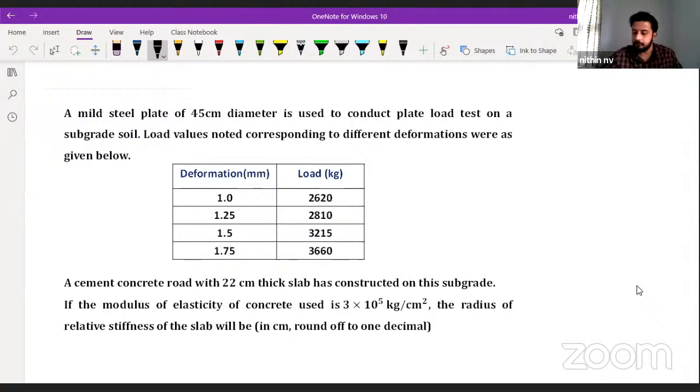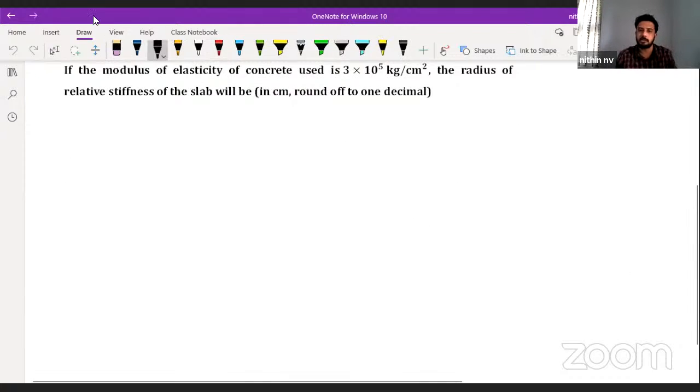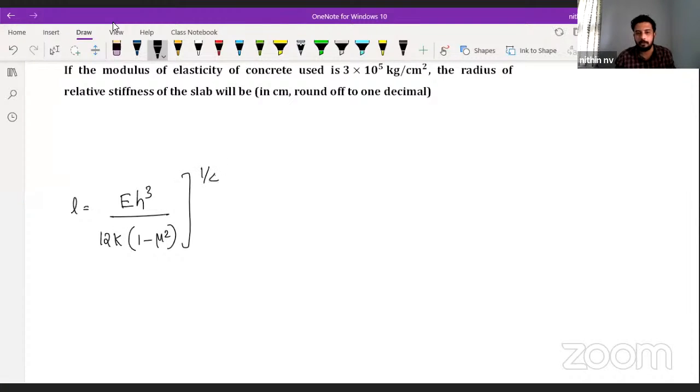I hope you have gone through the question. What do we need to calculate finally? The radius of relative stiffness of the slab. Listen properly: this question combines pavement materials and pavement design. We have an equation for radius of relative stiffness, a little bit complicated: l = (E h^3 / (12 k (1 - μ^2)))^(1/4).